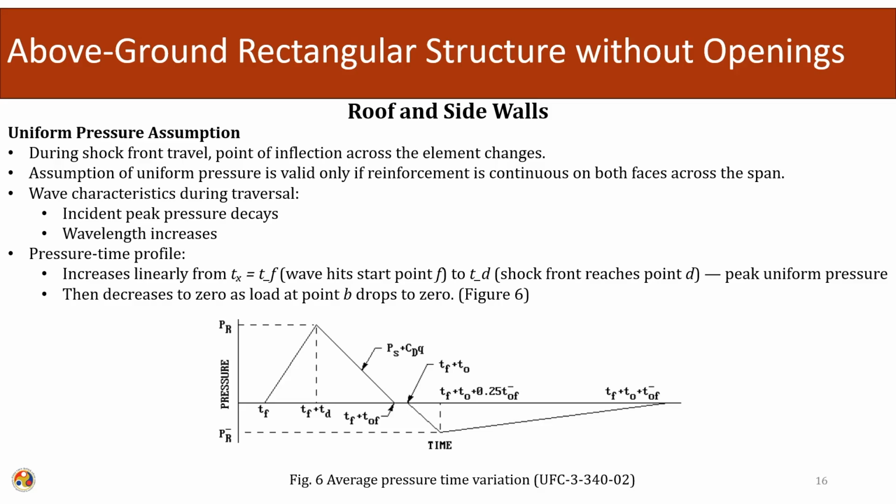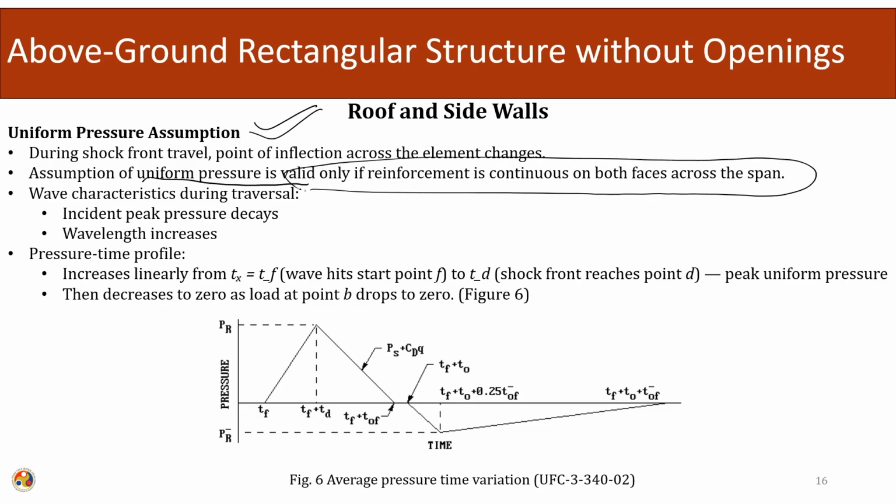So, continuing ahead, we have the uniform pressure assumption. During the shock front travel, there is a point of inflection across the element changes. We assume a uniform pressure distribution, and it is valid only if reinforcement is continuous on both faces across the span. Normally in blast loading we reinforce it uniformly, so that our uniform pressure variation is justified.